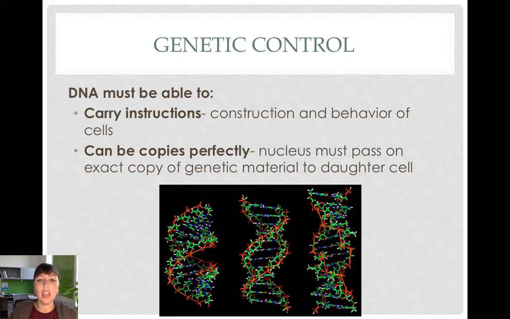Okay, genetic control. So we learned a little bit about DNA in the last chapter, and you learned quite a bit about it in STEM. So we're going to go a little deeper in chapter 6. DNA carries instructions for the construction and the behavior of cells, and DNA copies itself in order to do this. The nucleus must pass on the exact copy of genetic material to the daughter cell in order for there to be exact instructions for the construction and the behavior of the cell.